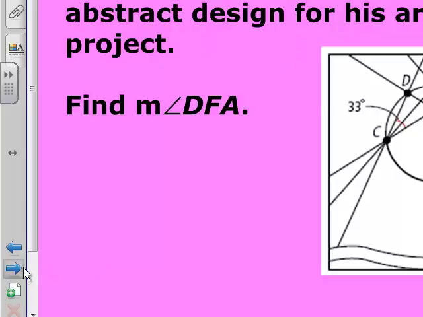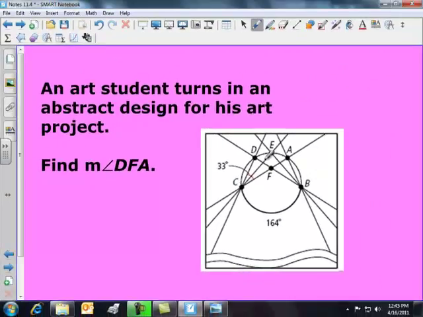So, we can apply this. Here it says an art student turns in an abstract design for his art project. Given all this information, and it actually kind of looks like a girl if you put two eyes here and a mouth. And there's her hair. Find the measure of angle DFA. So now this gets to be a little bit tricky. Let's take a look at what we're given.